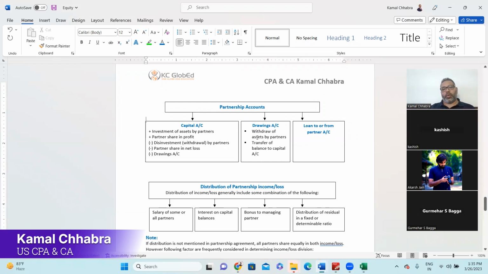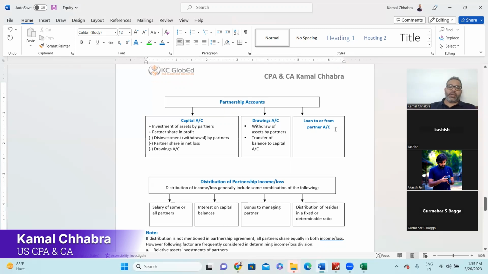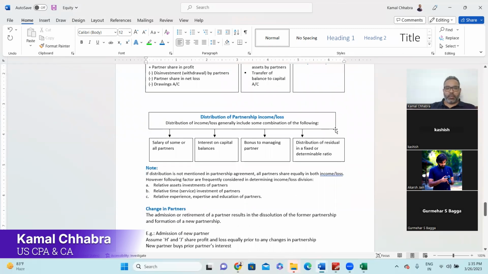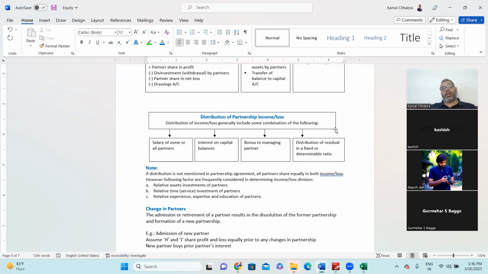Yes, sir. Drawings account is withdrawal by assets or transfer of balance to capital, or loan account is normal debit and credit account, right? Next topic is distribution of partnership income or loss. Distribution of income or loss generally includes some combination of the following. It may be salary of some or all of the partners. It may be interest on capital. It may be bonus to the managing partner, or it can be distribution of the residual in a fixed or determinable ratio, which is like profit sharing ratio.